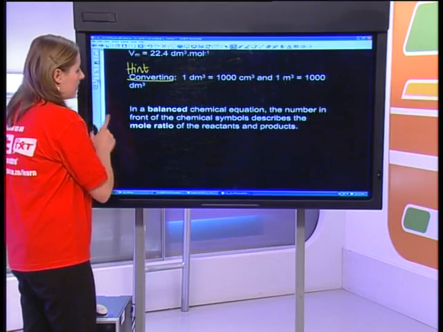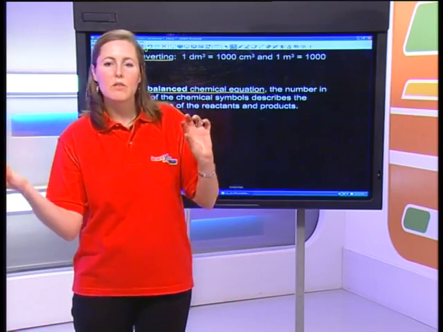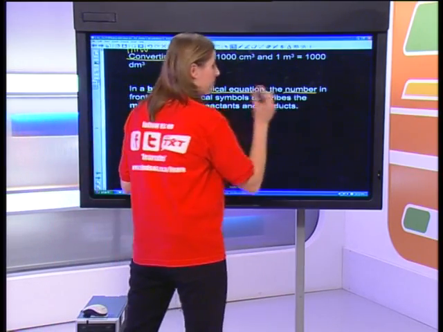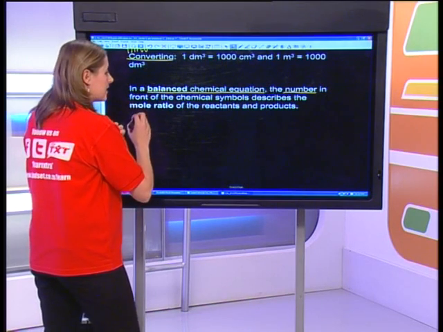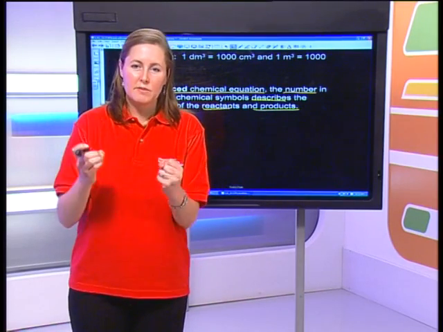And lastly, we need to discuss a balanced chemical equation. Now, a balanced chemical equation is vitally important. As I said at the start, we're going to be dealing with whole reactions. And that balanced chemical equation is going to help show us the ratio of the substances one to another. The numbers in front of the chemical symbols, your balancing numbers, describe the mole ratio of the reactants and the products. The reactants forming the products. Those balancing numbers are often called coefficients. They are incredibly important because we're going to be dealing with mole ratios.